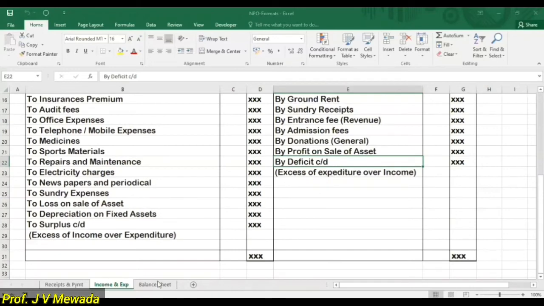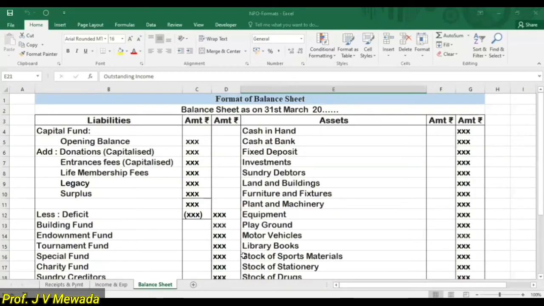Okay, now we'll see the third one. Now this is the format of the balance sheet. The format of the balance sheet is known to you. We are writing the balance sheet as on so and so date. Okay, we are having liabilities and we are having assets. Now on the liability side, we are having a capital fund. As I told you, capital fund is the fund which is created. Okay, how is it created? It is created out of the capital receipts.